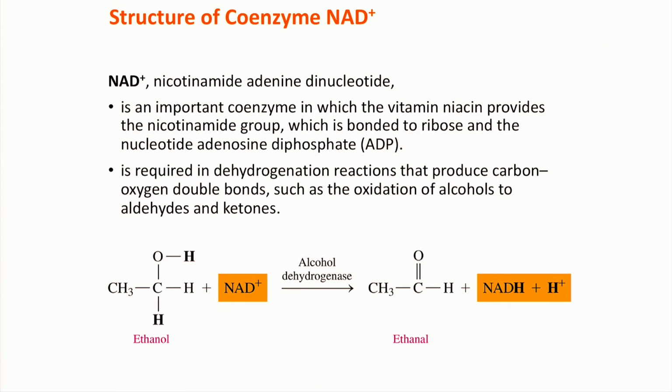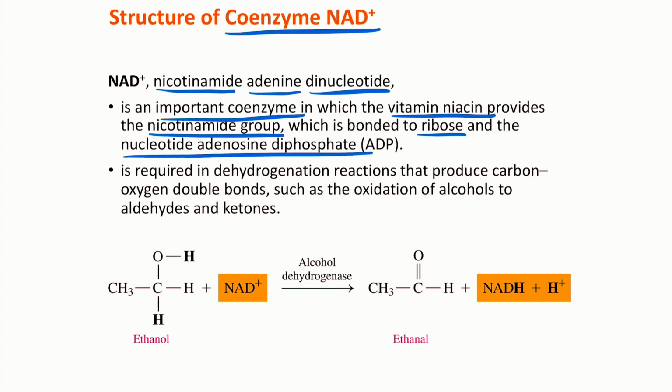So let's start with the first coenzyme, NAD+. NAD+ is the common coenzyme that you find in many pathways in your body. The short form is NAD+, but the actual name is nicotinamide adenine dinucleotide. It is derived from the vitamin niacin, which provides the nicotinamide group, bonded to a ribose and the nucleotide adenosine. It is required for dehydrogenation reactions that produce carbon-oxygen double bonds, such as converting alcohols to aldehydes and ketones.